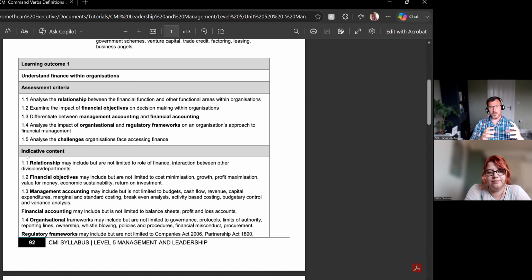Okay, 1.2, examine is the command verb here: the impact of financial objectives on decision making within organizations. With these kind of impact questions, it's really important that you form a very specific linkage in your answer, in this case, between financial objectives and decision making. So you've got to make sure that's very explicit in the answer. There's going to be an impact on decision making of financial objectives.